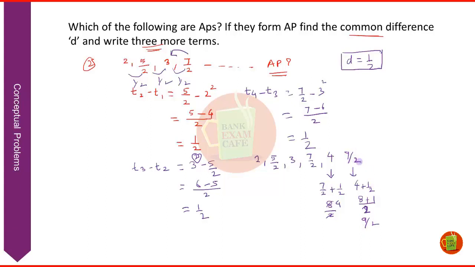Now in the next term we will add 1 by 2 again. So 9 by 2 plus 1 by 2. 2 is a common factor, so 9 plus 1 will be 10. 2 5s are 10, and so the next term is 5. So the next three terms are 4, 9 by 2 and 5.